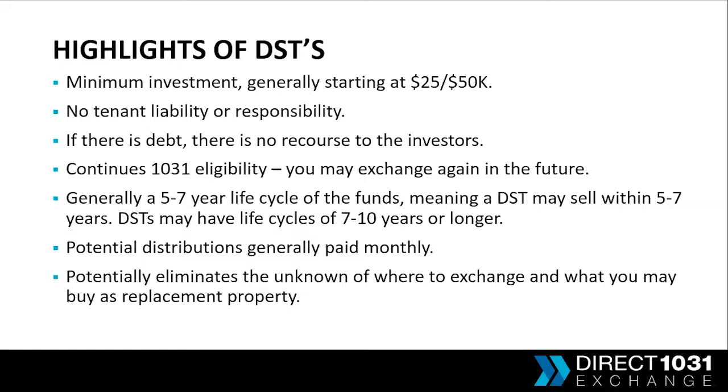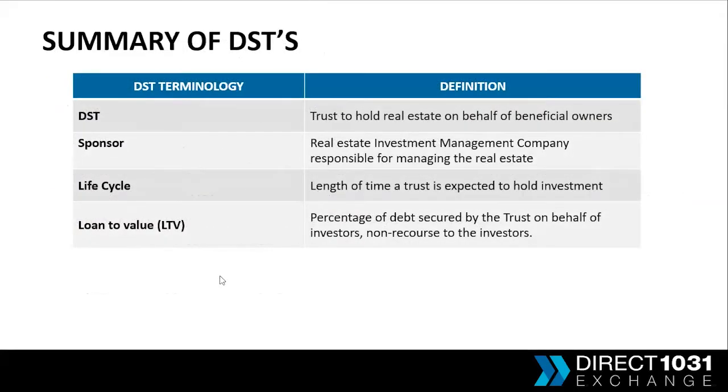They own real estate. That real estate is generally illiquid as well. Potential distributions are generally paid monthly. It does depend on the sponsor as well as the fund itself. And this potentially eliminates the unknown of where to exchange and what you may buy as a replacement property. Again, I highlighted that under a 1031 exchange, you have 45 days to name replacement property and 180 days to close. A Delaware statutory trust can help change that time frame by having the replacement as well as the closing be established with the property inside of a qualifying DST.